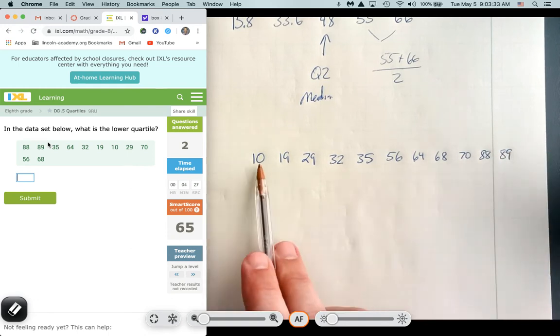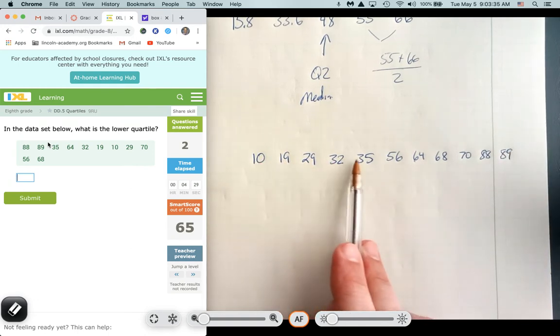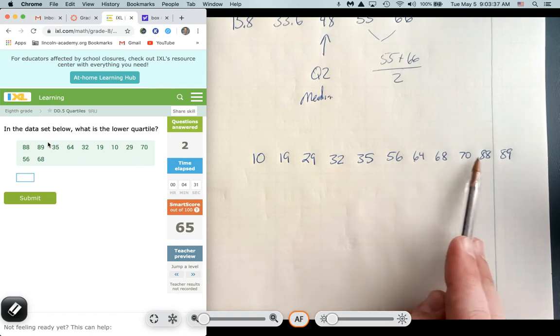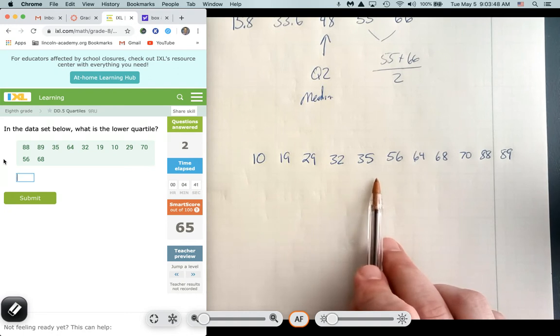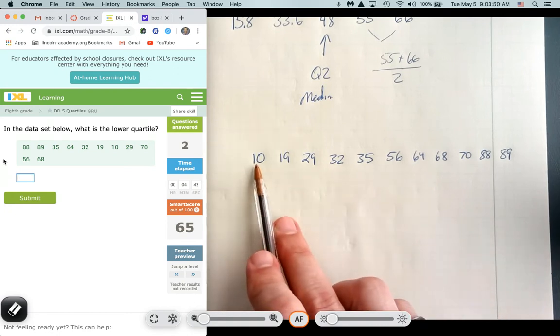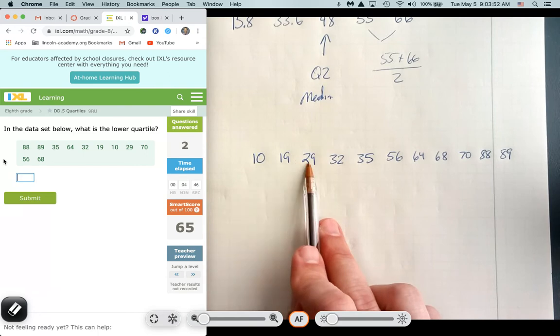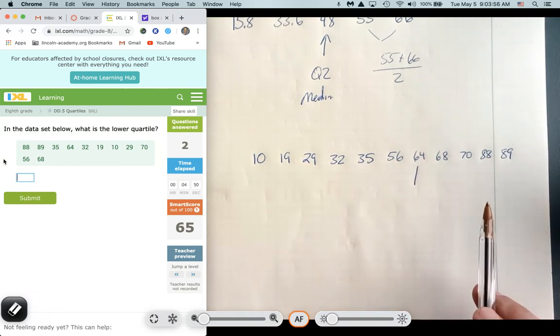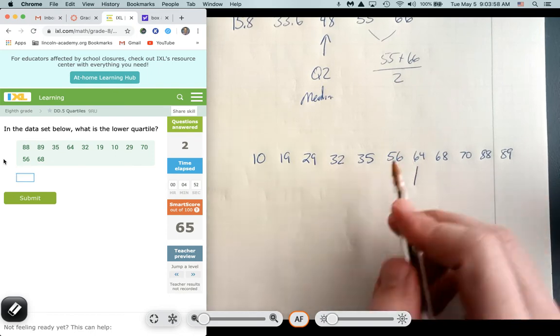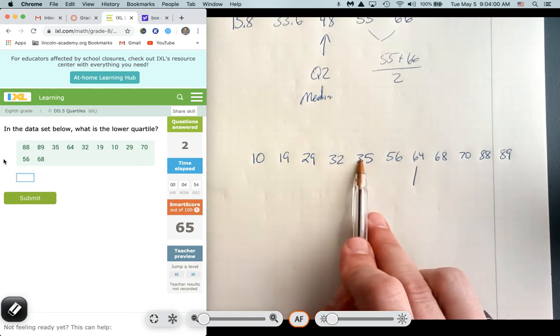Now I'm going to count 1, 2, 3, 4, 5, 6, 7, 8, 9, 10, 11. Is that how many numbers there were? 1, 2, 3, 4, 5, 6, 7, 8, 9, 10, 11. So I have all the numbers. Since there's 11 numbers, I know there's going to be 6 below the median. 1, 2, 3, 4, 5, 6. So there's my median. Wait a minute. Not 6 below, 5 below. 1, 2, 3, 4, 5.